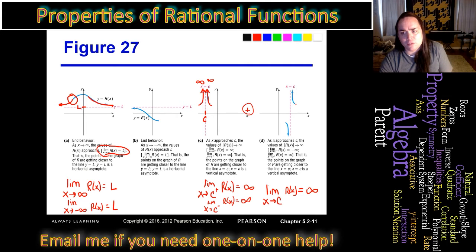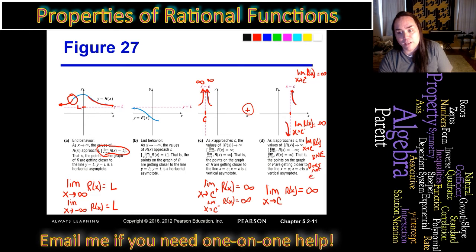Finally, sometimes at a certain value c, the limit on the right side and the limit on the left side might be different. So the limit of r of x as x approaches c from the positive side here is positive infinity, but down here the limit of r of x as x approaches c from the negative side is going down to negative infinity. So what would the limit as x approaches c be? Not c plus or c minus, just c. Well, that would not exist. So we write DNE, or you can write does not exist.